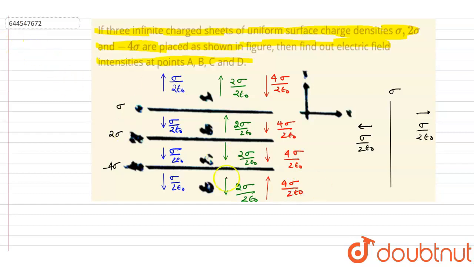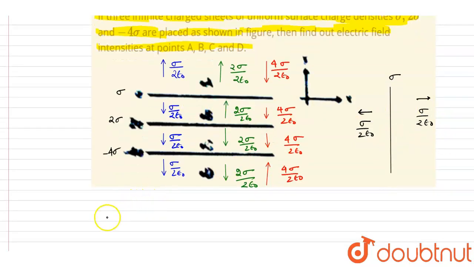Okay. So now you can get the electric field at A, B and C by adding them vectorially. At point A, these two are directed upward and this is directed downward, right? So 4 minus 2 minus 1, that is 1. So it will be sigma by 2 epsilon naught in downward direction.